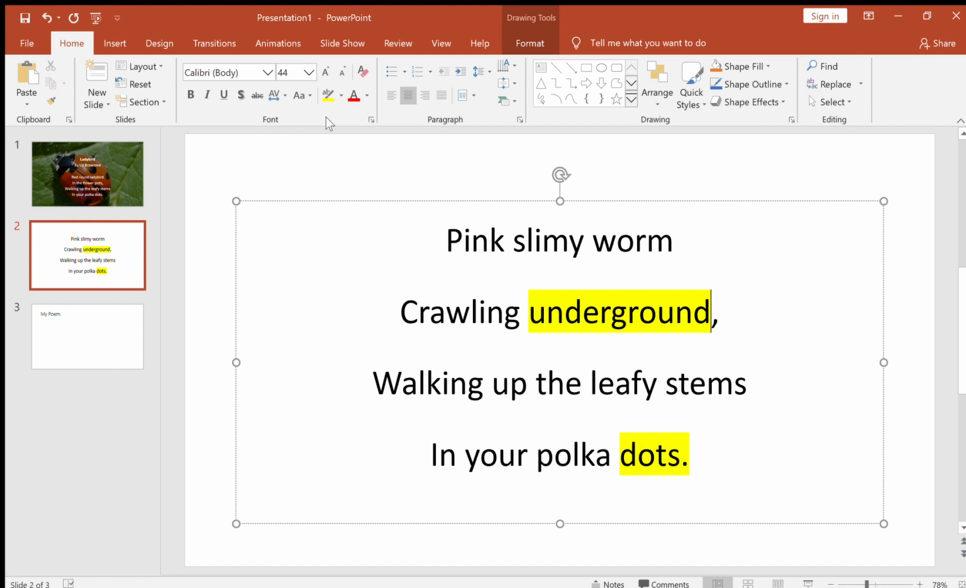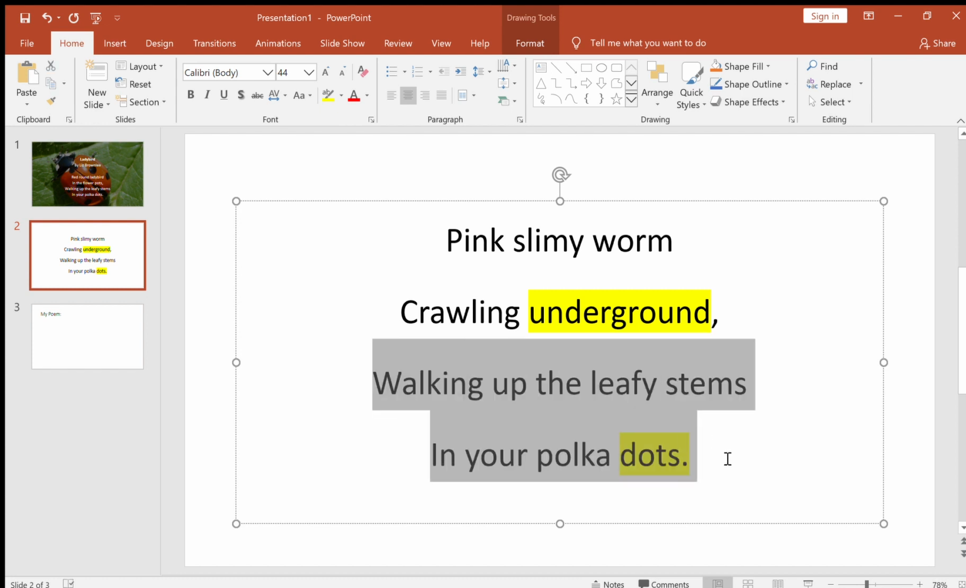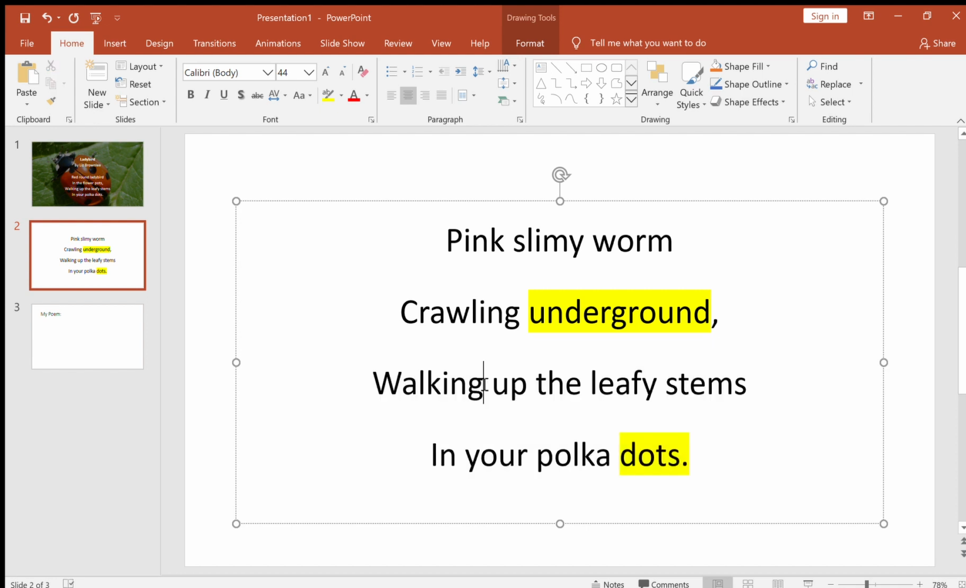Pink slimy worm, crawling underground, walking up the leafy stems in your polka dots. So this is the bit we've not changed. Now, worms don't walk, do they? They've got no legs. So I know I can't use that verb. I'm going to have to think of a different verb. And they don't usually go up leafy stems, do they? They're usually closer to the floor. So instead of saying walking up the leafy stems, what verb could I use instead of walking?